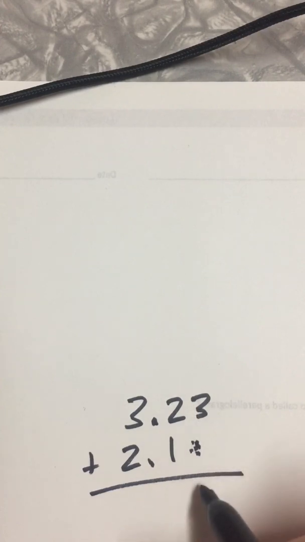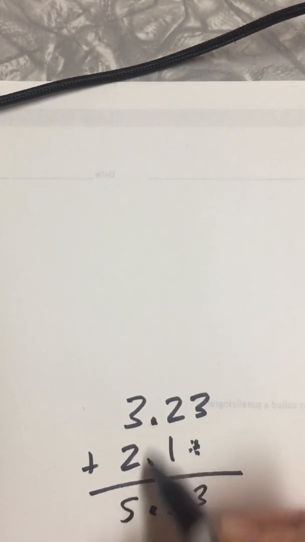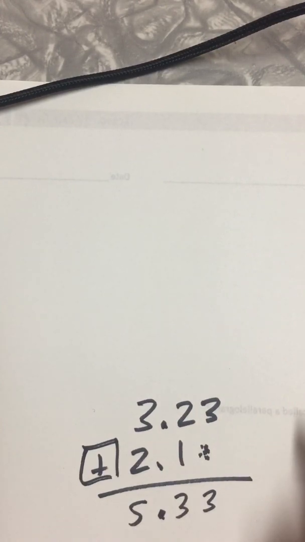And so when I add, it's 3 plus nothing is 3, 2 plus 1 is 3, and 3 plus 2 is 5, and I bring down my decimal point. This is adding decimals.